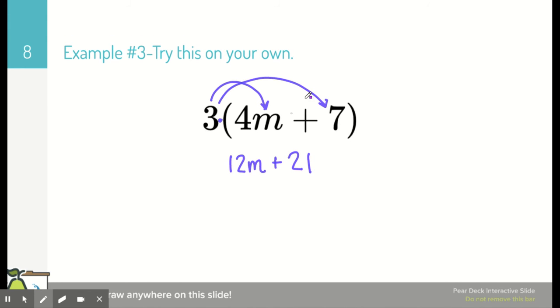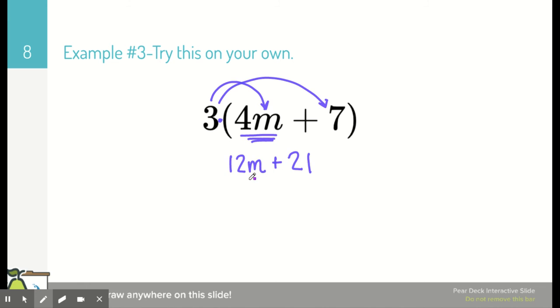Now, the reason I draw these arrows is a lot of the time, students will distribute this 3 to the first term right here, and then forget to distribute it to the second or third or however many terms you might have in the parentheses. So drawing these arrows reminds you, okay, I have to distribute this 3 to the 4m. I have to distribute this 3 to the 7. It's forcing you to think about every term in the parentheses and making sure you multiply 3 by every term.